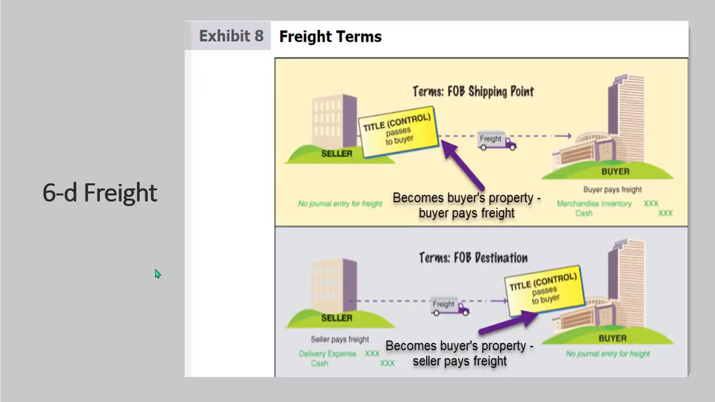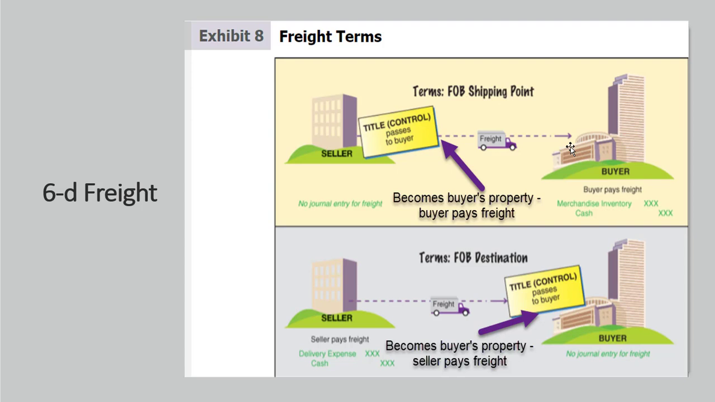Now another issue in this chapter is freight, and we've got a couple of different ways to think about this, because you've got buyers and sellers. We can sell goods with freight terms and we can buy goods with different freight terms. The two things that we're interested in are FOB shipping point, that's free on board shipping point, and free on board point of destination. Shipping point means it becomes the buyer's property as soon as it leaves the seller. Title passes, so the goods would have to be insured, and typically the buyer would pay for the freight at that point.